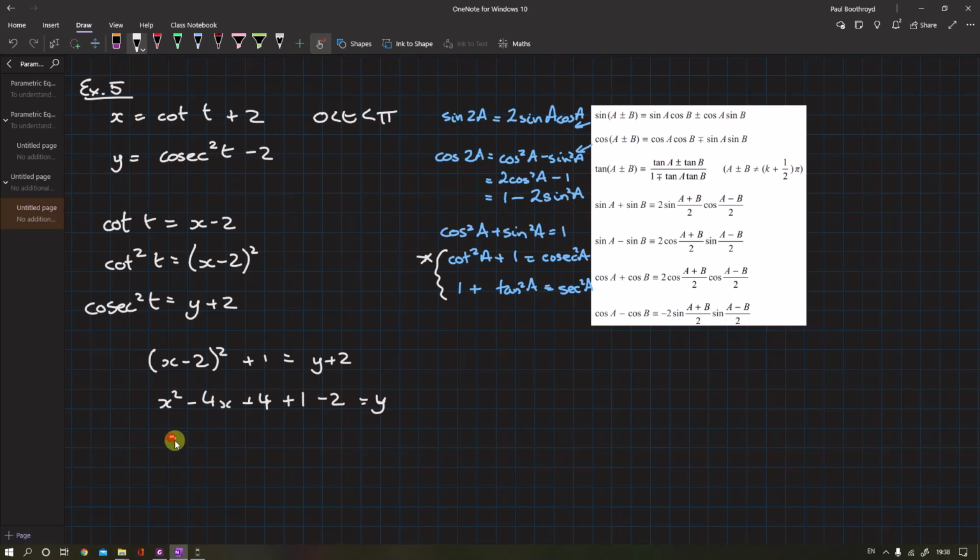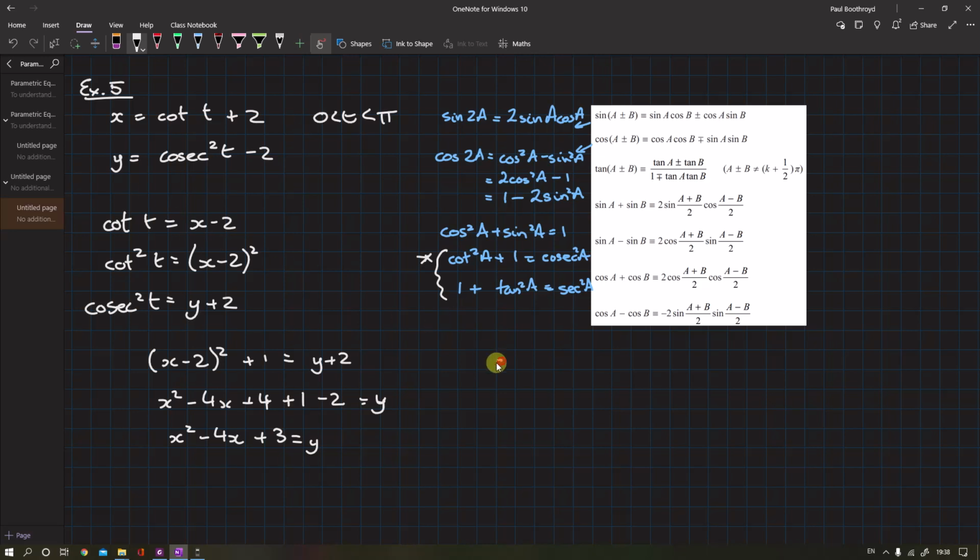So we now simplify it to x squared minus 4x plus 3 is equal to y. That's the equation of the curve. Second part, state the domain for which the curve has been defined. They go on to just assume that it's defined for all real values, but I'd like to prove it.